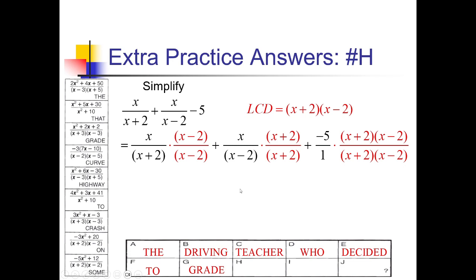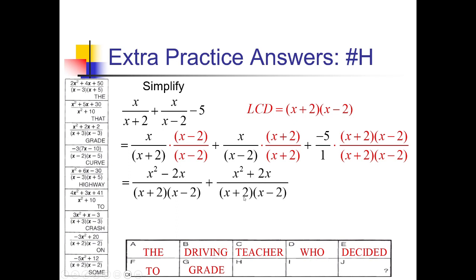All right, let's simplify a little bit, and then we'll combine some fractions. So first fraction, we've got x being distributed to the x minus 2. So that's x squared minus 2x. And then we have the LCD, x plus 2, x minus 2 in the bottom. For the next fraction, this x gets distributed this time to x plus 2. So x squared plus 2x. And then LCD in the bottom.